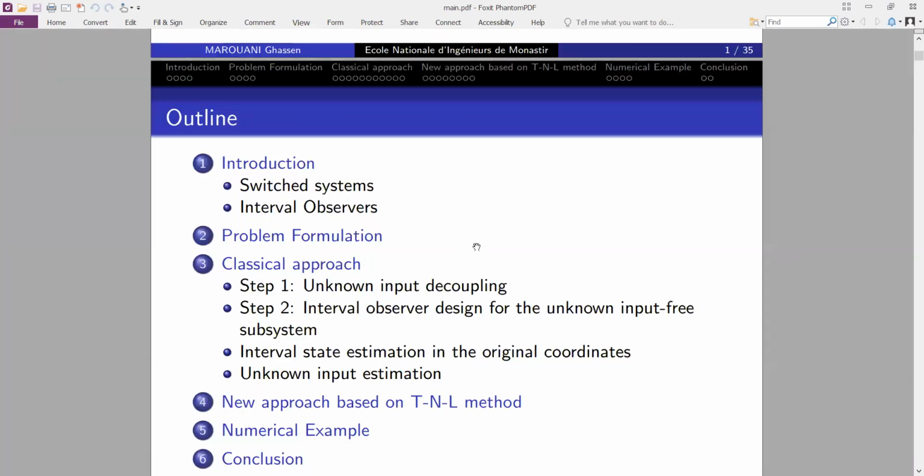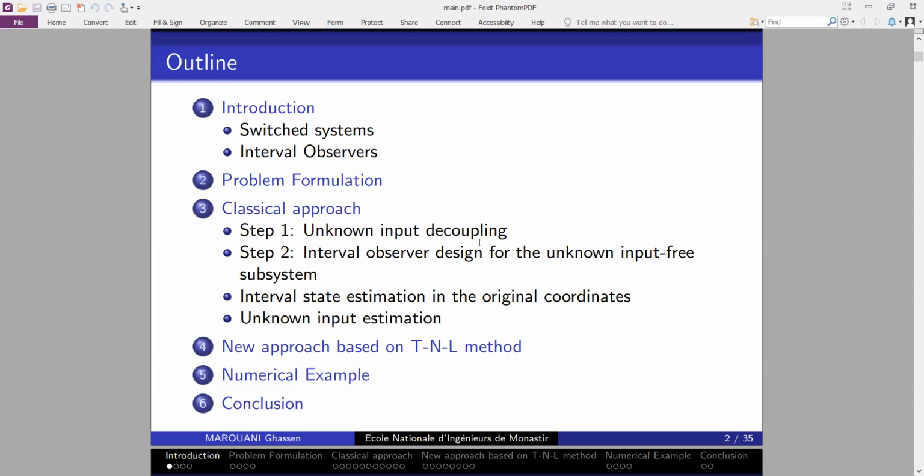So the outline of this presentation. I will begin with an introduction where I will introduce switched system and interval observers. Then the problem formulation. Then I will present the two approaches to design the interval observers. A classical approach based on decoupling the unknown input from the state vector, and the second approach is based on the TNL method. To prove the effectiveness of the two approaches, a numerical example will be presented, and I will finish with the conclusion.